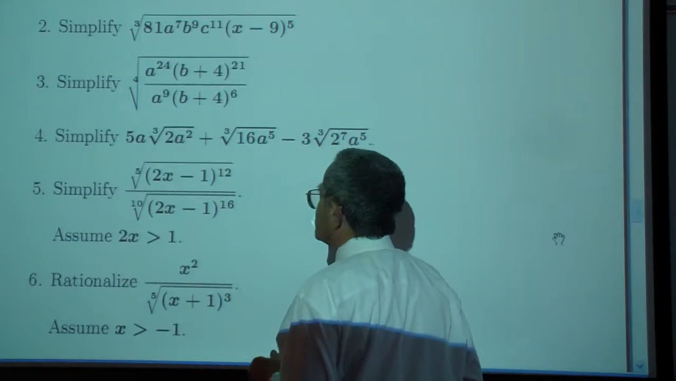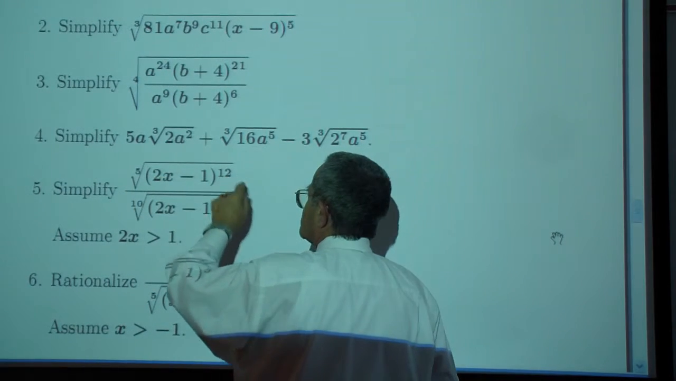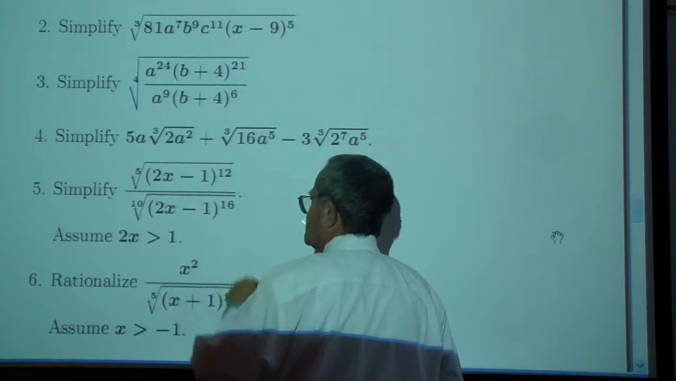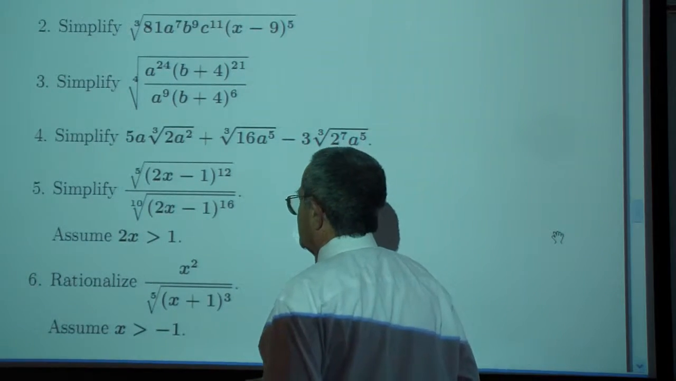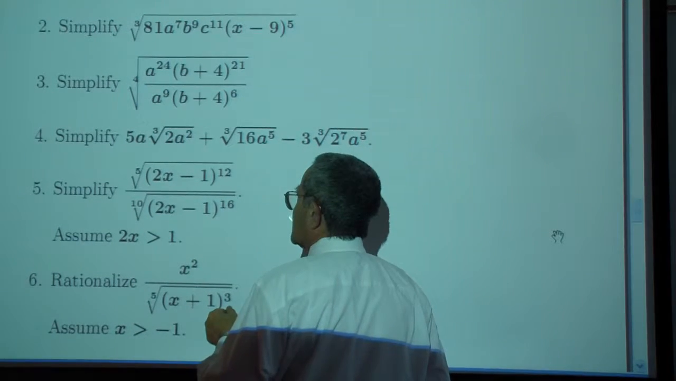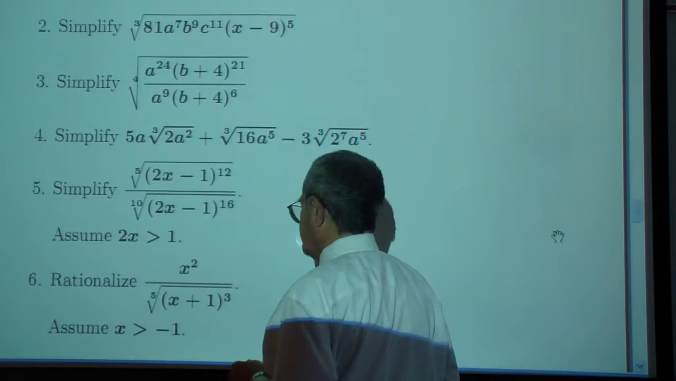Exercise 5. Simplify the fifth root of 2x minus 1 to the 12 over the 10th root of 2x minus 1 to the 16. And I'm assuming that 2x is greater than 1, in case I get the square root or the fourth root or the fifth root of 2x minus 1.